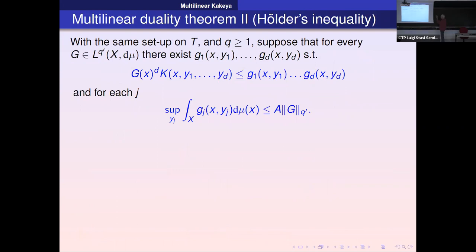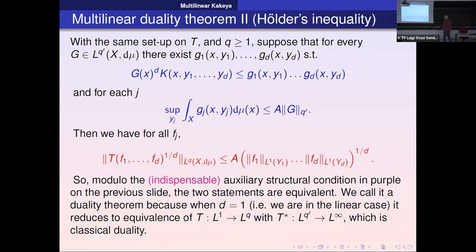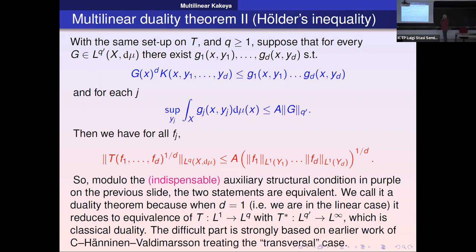Anyway, so this is the easy half, which I mentioned already. The auxiliary structural condition, we can't get away without it, but if we have it, then the two statements are equivalent. And we call it a duality theorem because when the degree of multilinearity is one, it just reduces to something which we learn in first year of graduate school or as an undergraduate: if you have a linear map T going from L1 to LQ, then that's equivalent to a bounded linear map, the adjoint, going from LQ prime to L infinity. It just reduces to that. So it's an instance of a duality theorem, but in a multilinear sense. Okay.